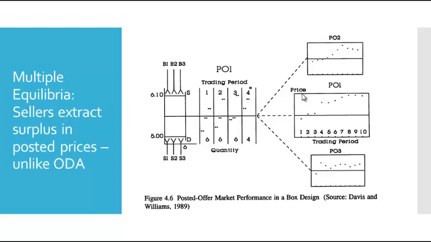Alright, so we have covered the first possibility, which was the case where you have box type design and you have either excess supply or excess demand. Now this is the second case that we want to study, to see the difference between the ODA and the PP market. In the second design, you have multiple equilibria. You have 3 sellers and 3 buyers. All the sellers have cost $5. All the buyers have cost $6.10.